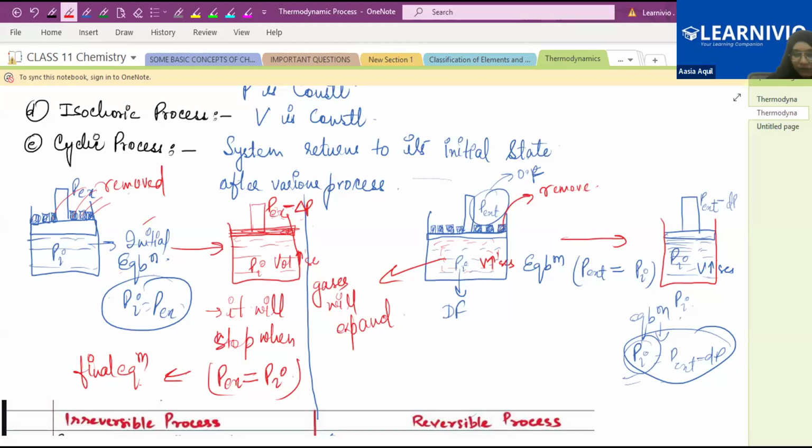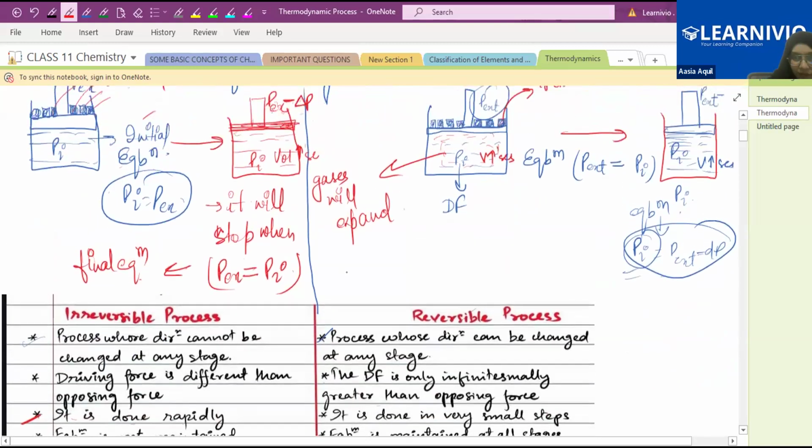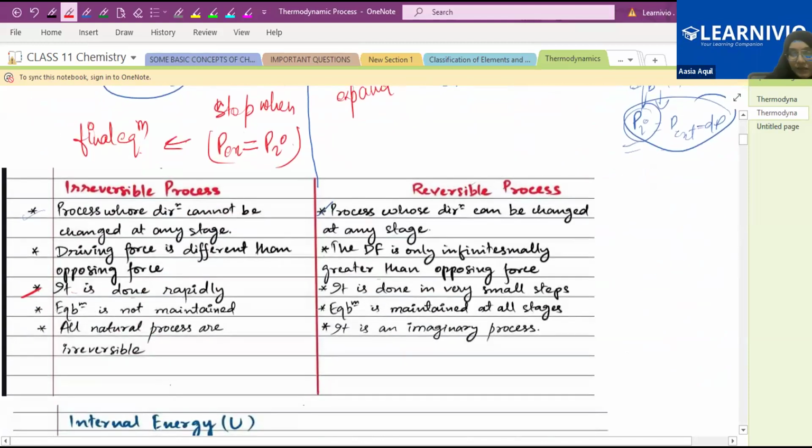And here, the driving force is different than the opposing force. Okay, it's quite different, and the difference क्यों आ रहा है? Due to the large difference in the P external. So see the difference. Irreversible processes are those processes whose direction cannot be changed at any stage. Direction change नहीं हो सकता.